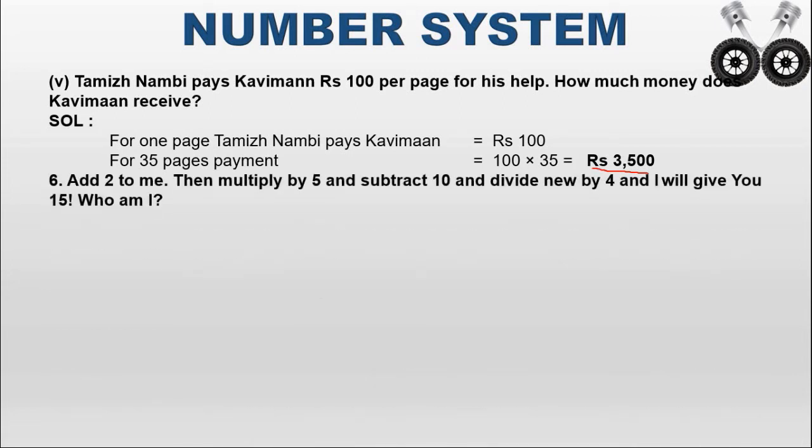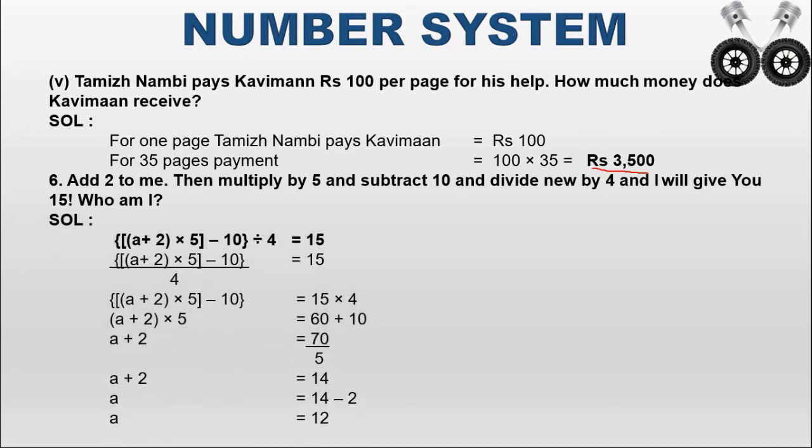What is the next problem? Add 2 to me, then multiply by 5, subtract 10 and divide the new number by 4, and I will give you 15. Who am I? So what is given? There is one integer. Take the integer as a. What should be added to a? You have to add 2. Then it is multiplied by 5, so I write it as into 5. Then subtract 10, so minus 10. Then the whole value is divided by 4, which is equal to 15.